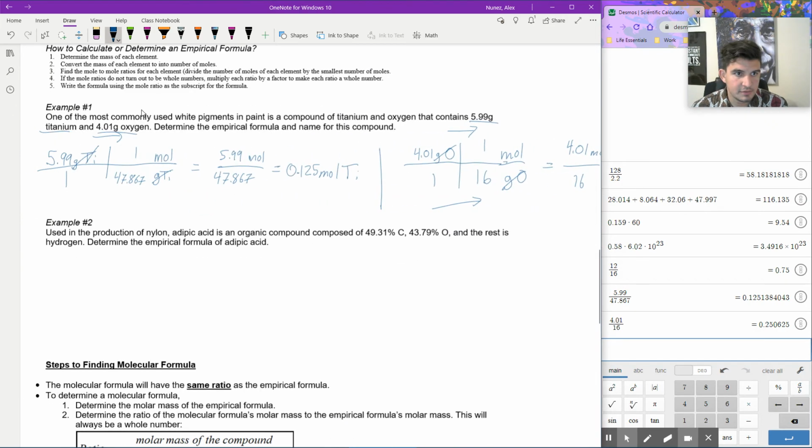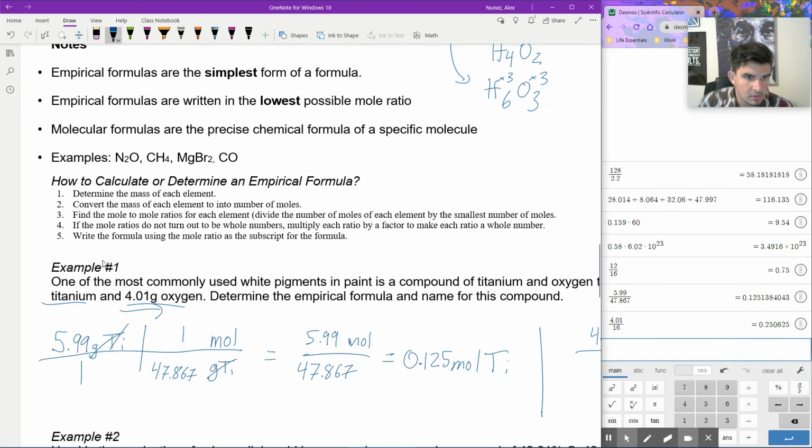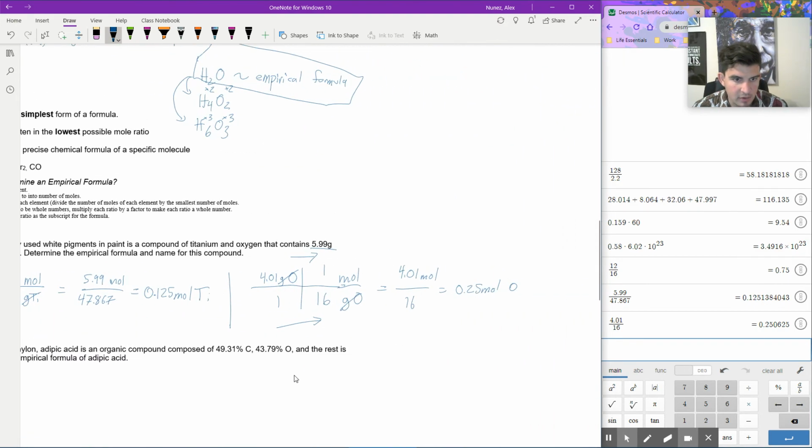So that takes care of steps 1 and 2. Now we're going to take the lowest amount. So we have less titanium than oxygen, and we're going to divide them both by that number. You'll know you did this right because this should always give you 1. So this would be 1 mole of titanium. I'm going to divide this by the same number. And 0.25 divided by 0.125 would equal 2 moles.